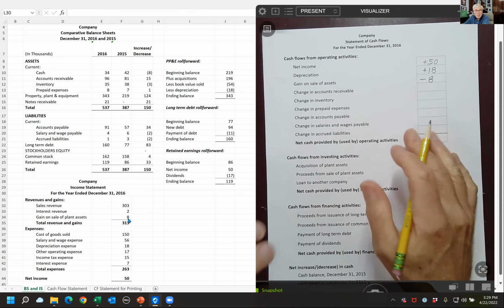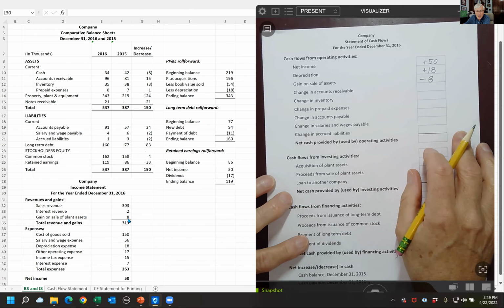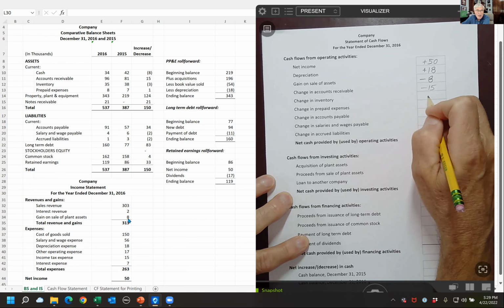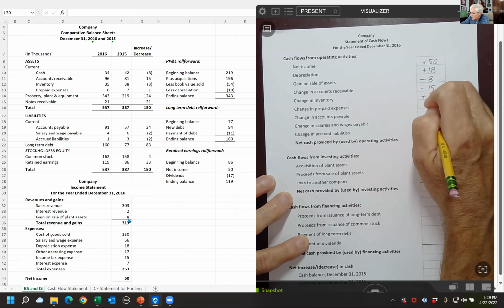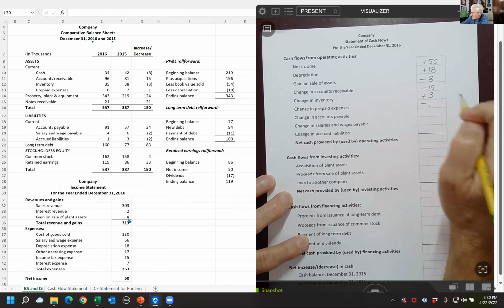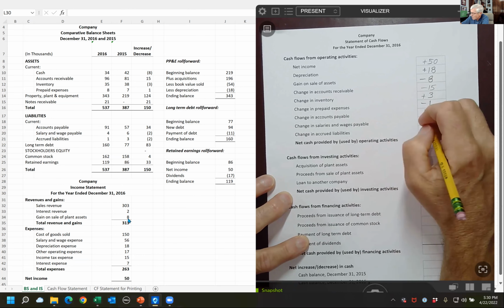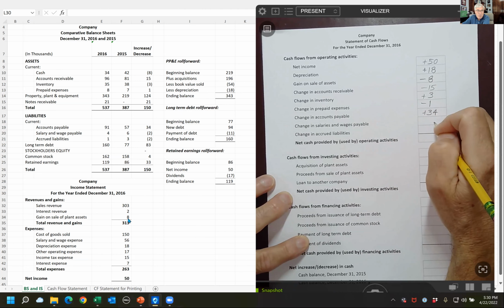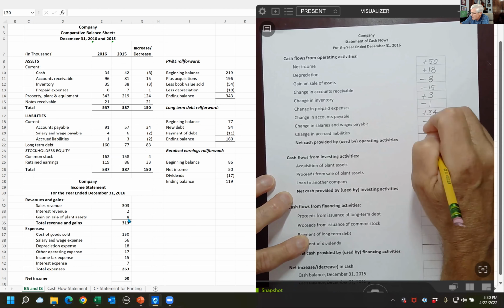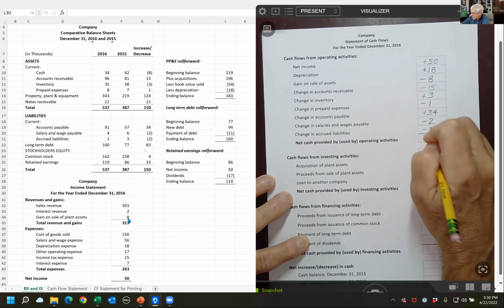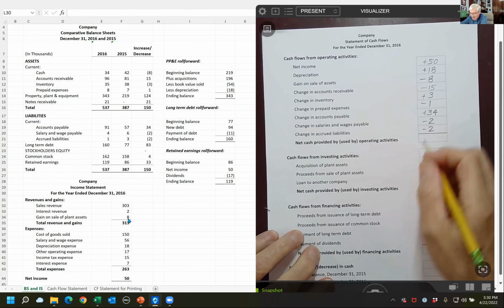Now I'm just doing kind of the no-brainer work. Accounts receivable went up by 15, opposite direction for assets. Inventory went down by 3, opposite direction, plus 3. Prepaid expenses up by 1, minus 1. Now I'm in the current liability section, same direction. Accounts payable went up by 34, same direction, plus 34. Salary and wages payable, down by 2, same direction, minus 2. Accrued liabilities, down, minus 2. All right, let's add all these up.